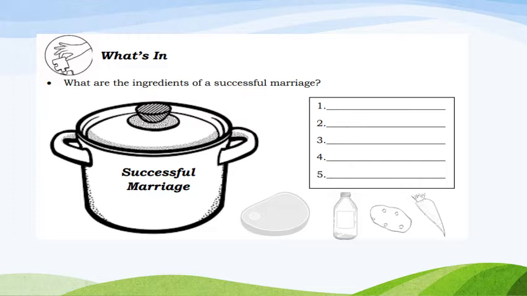Before we begin, let's answer this one. From our previous lesson, we talked about marriage. What are the ingredients of a successful marriage? List in the picture given in your modules what are the ingredients of a successful marriage. I will give you 5 minutes to answer. Do you think marriage will work if it lacks any of the ingredients?